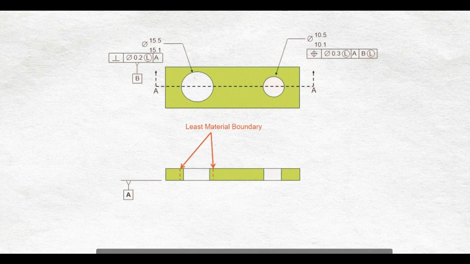Least material condition, called LMC, is the condition in which a feature of size contains the least amount of material within the stated limits of size. You can think of LMC as the condition where the least part material is present at the surface of a feature, or where the part weighs the least, all else being equal. This equates to the largest allowable hole or the smallest allowable pin relative to the stated size limits.